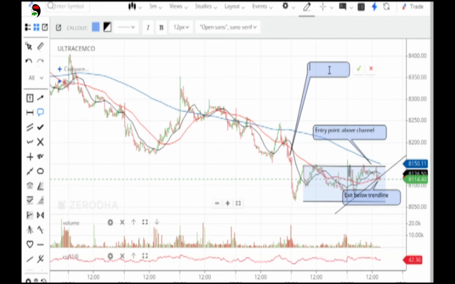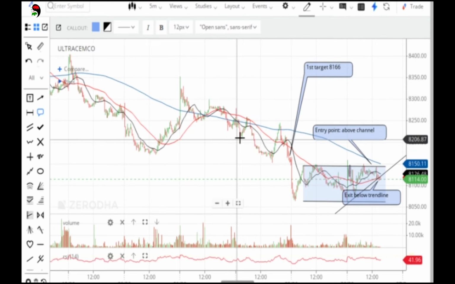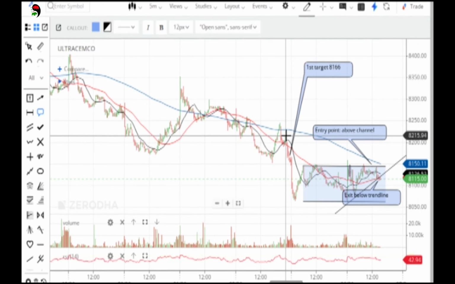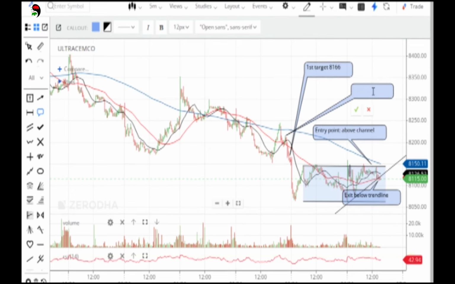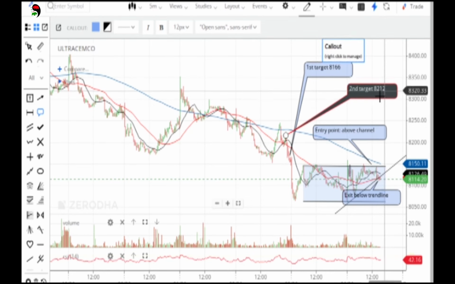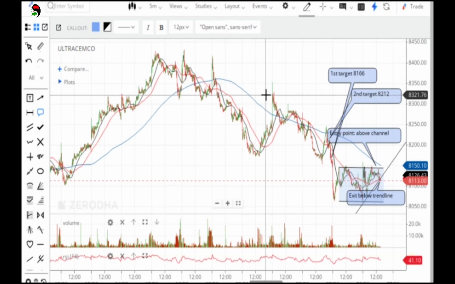Here we can see there are two other support points, or resistance points, over there. We can set the second target over there, at 8212. If it breaks, then it will automatically move to all-time high, so it may go to 8400 something, above that. It's not that it will happen today itself, but it may happen in the coming days if the stock performs well.